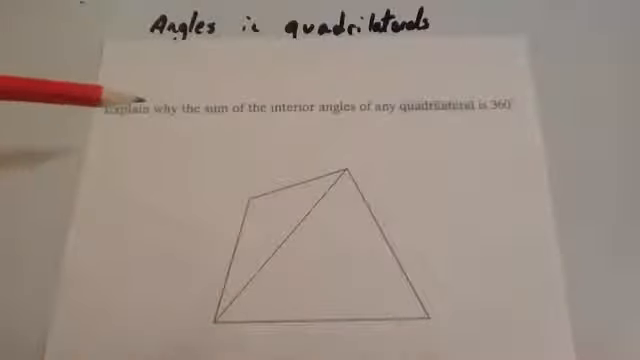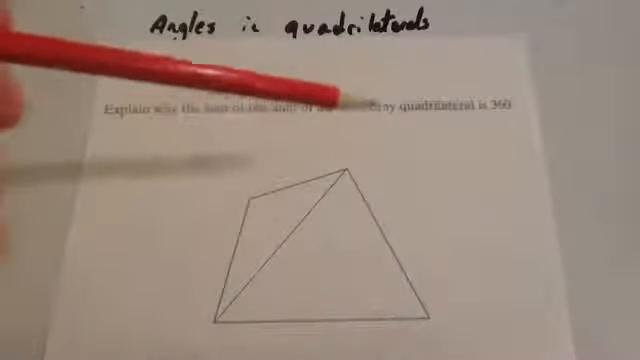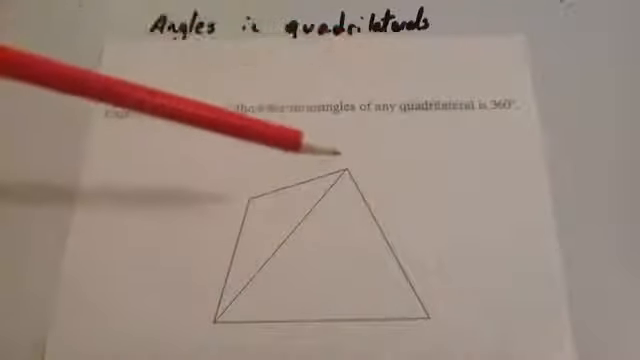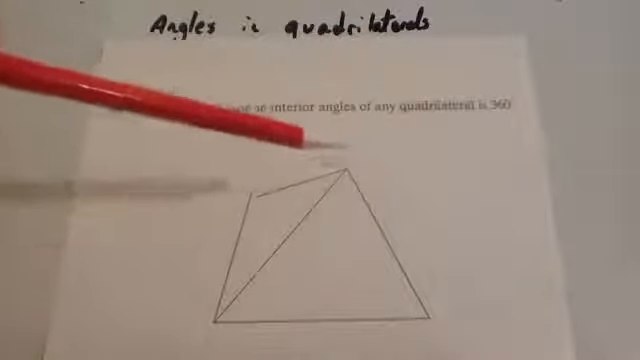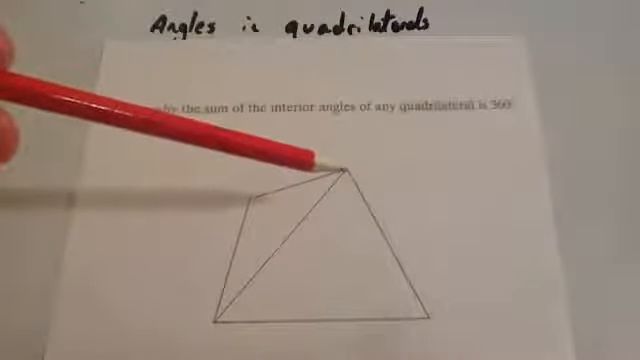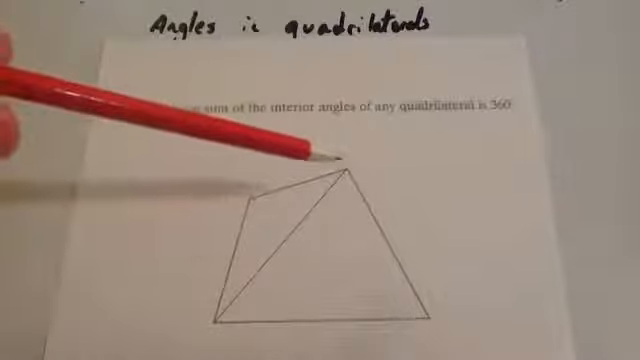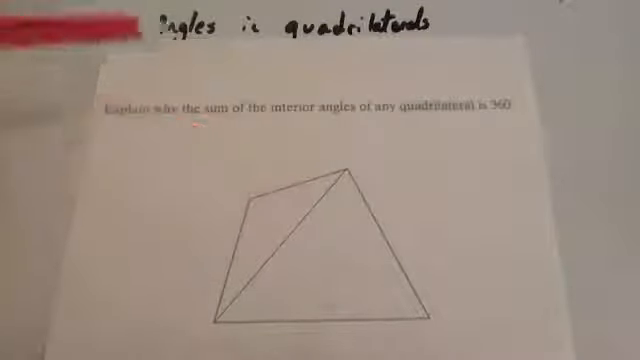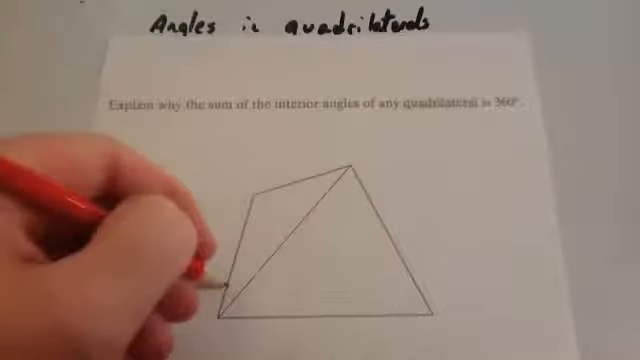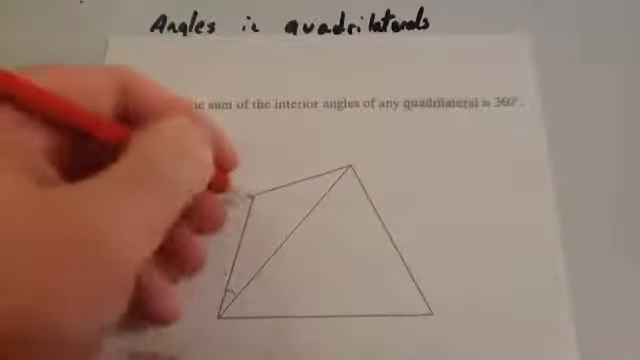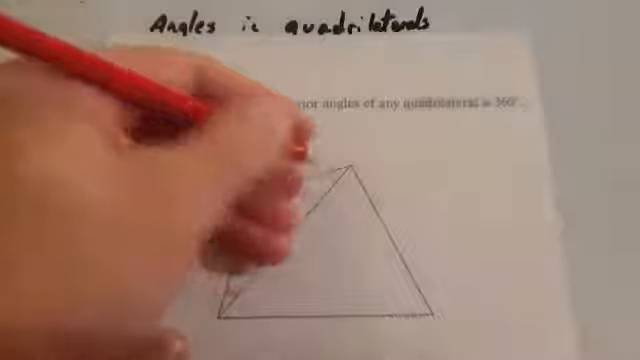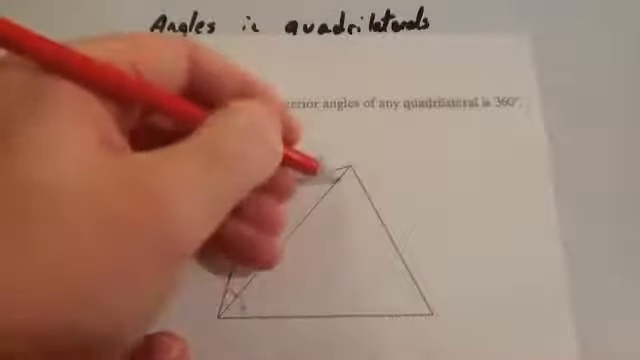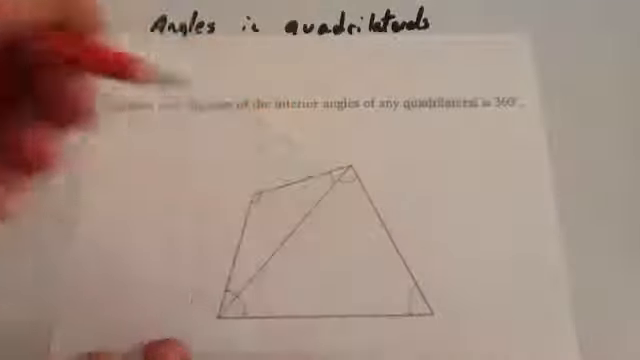It says, explain why the sum of the interior angles of any quadrilateral is 360 degrees. They've drawn a quadrilateral for you on the page, and what I've done is I've just joined up two of the opposite points using a ruler. As you can see, you've got two triangles. And you know that the angles in a triangle add up to 180. So this angle and this angle add up to 180. And this angle and this angle add up to 180.